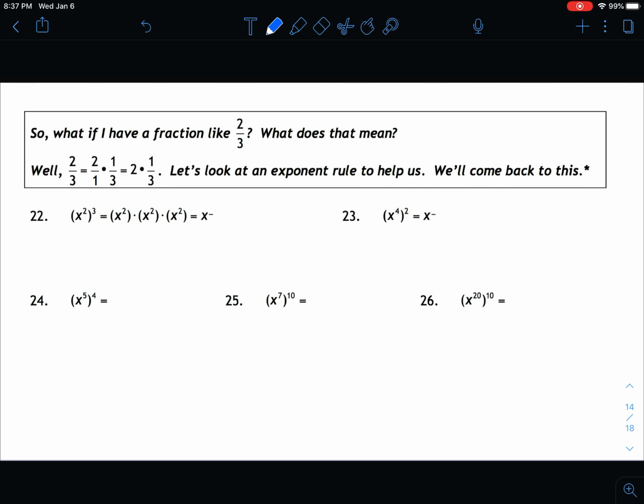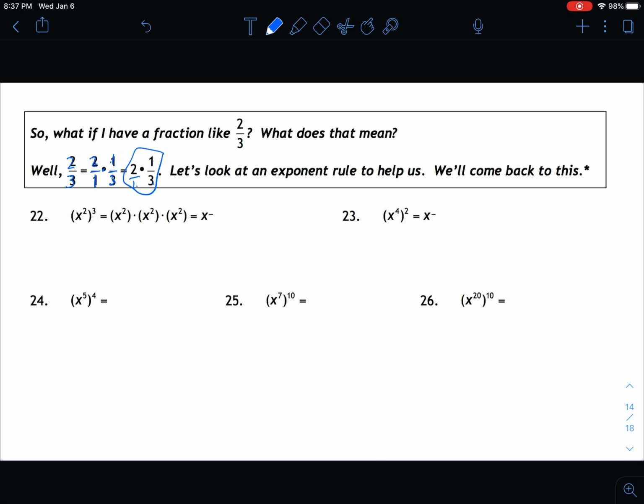Okay, now is when we get some weird stuff going on here. And of course, we're going to get a little bit messier. We have a fraction like 2/3. Okay, so 2/3 is equivalent to 2/1 times 1/3. Because we know when we multiply fractions, we multiply their numerators. 2 times 1 is 2. 1 times 3 is 3. It also works if we write it this way. 2 times 1 is 2. 1 times 3 is 3.